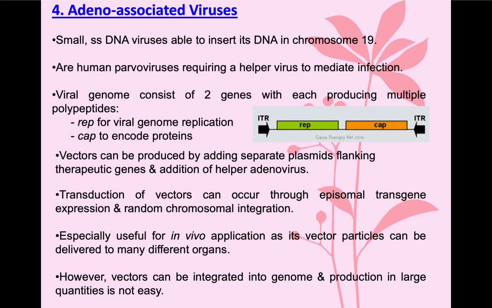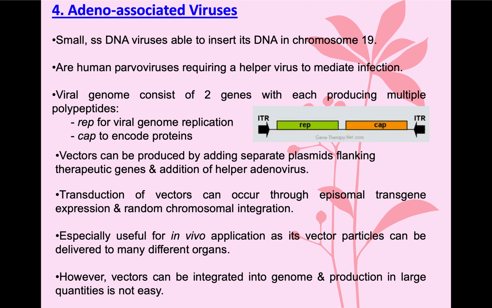In nature, one of the most common AAV is also known as human parvoviruses, requiring a helper virus to mediate infection. If anyone has ever heard of parvoviruses, probably from animals, dogs or cats, it's more or less a similar mechanism. It could be detrimental. The viral genome consists of two genes, each producing multiple polypeptides, for viral genome replication and capsid, to encode proteins to direct the packaging and also the infection.